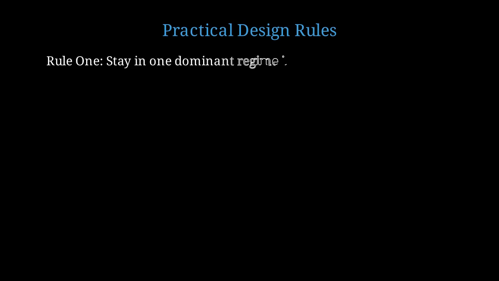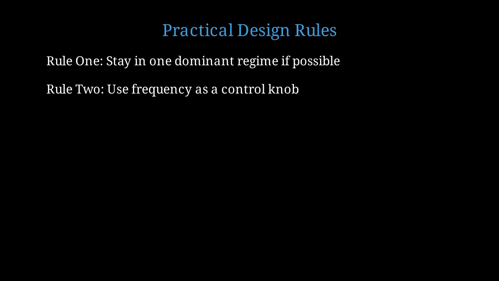Rule 1. Design your device to stay in a regime where one mechanism dominates. If you need ACEO, use low conductivity. If you need electrothermal, use high conductivity. Avoid the transition region. Rule 2. Use frequency as a control knob. Frequency lets you turn mechanisms on and off. Sweep frequency to find the optimal operating point.